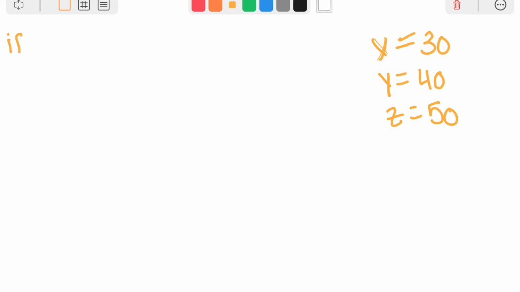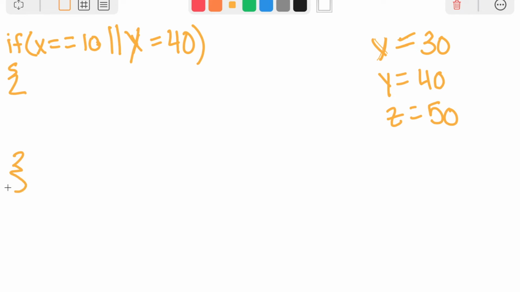Let's just say we have if X equals 10 or Y equals 40, code. So this is saying if X equals 10, well, X doesn't equal 10, so this condition is going to be false. Well, Y equals 40, this is true. And remember with or, at least one has to be true. So false or true would be true, which would mean you would do this code.